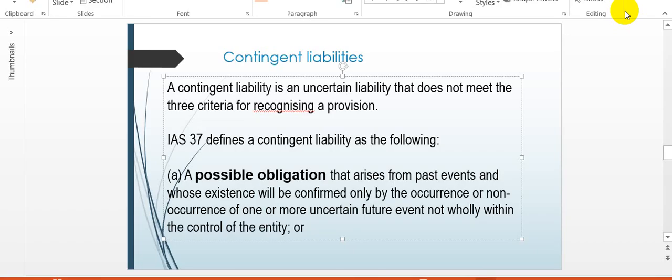We continue with the IAS 37 provisions. Next, we'll look at contingent liabilities. The standard gives us a definition of a contingent liability. A contingent liability is an uncertain liability that does not meet the three criteria of recognizing a provision.